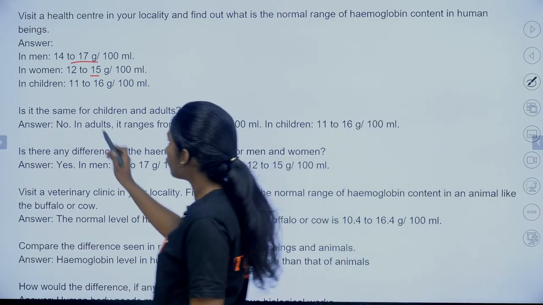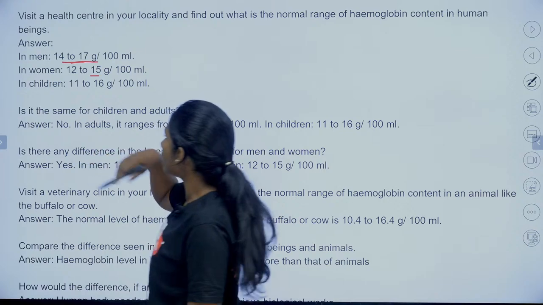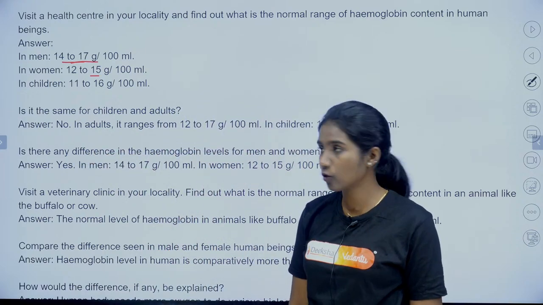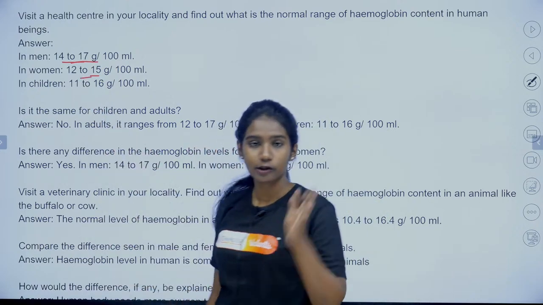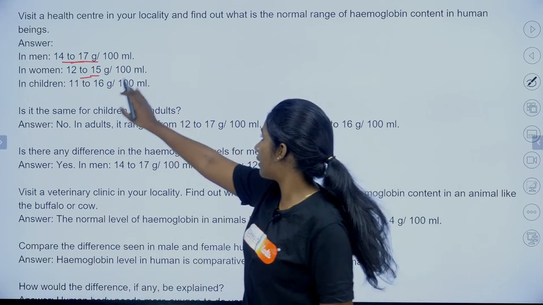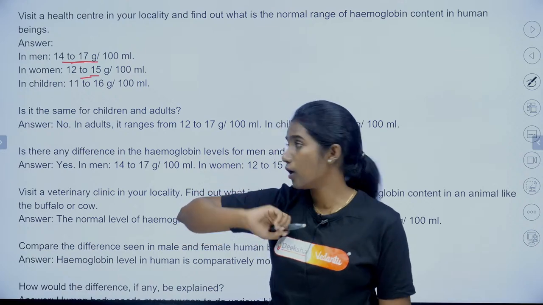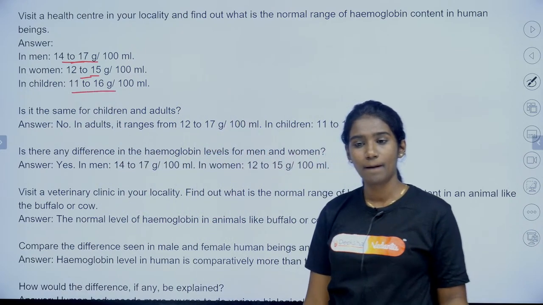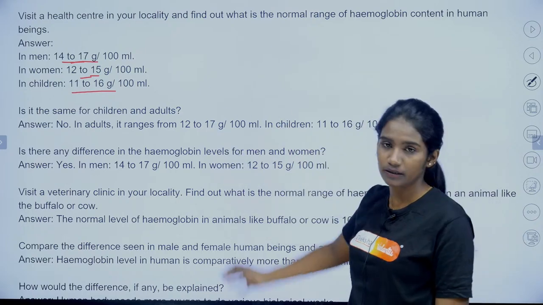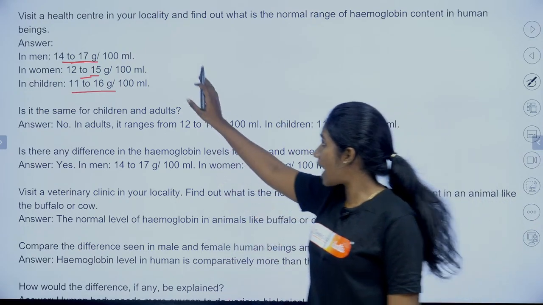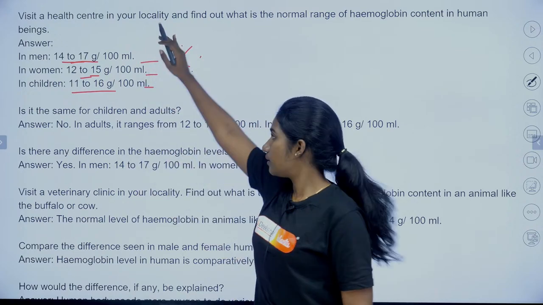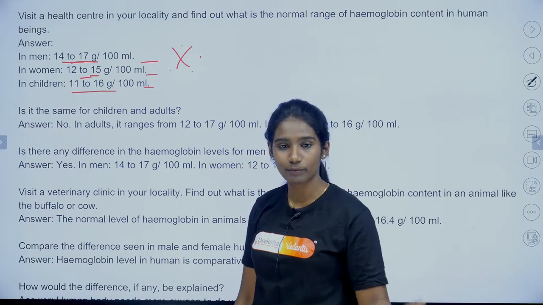See, in case of men, the hemoglobin is 14 to 17 gram per 100 ml, whereas for females it is less, 12 to 15 gram per 100 ml. And in case of children, it is 11 to 16 gram per 100 ml. So, it varies. And you will have to remember this. These units you will have to remember.